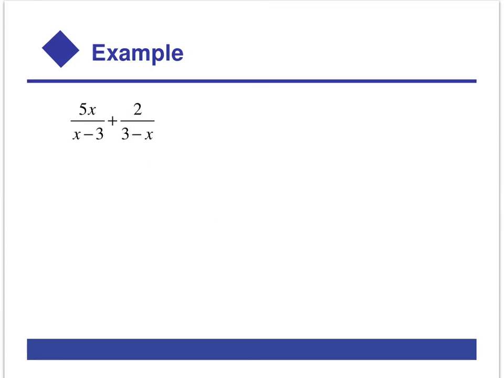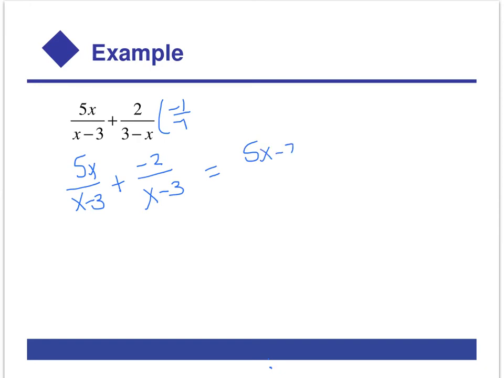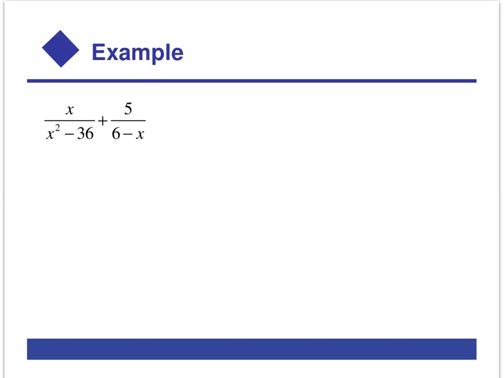Alright, what do you notice about these? We have x minus 3, and then we have 3 minus x. So I'm simply just going to multiply the outside one just because it's easier to get to. So we wind up with 5x over x minus 3 plus negative 2 over x minus 3. I just changed the order. So I wind up with 5x minus 2 over x minus 3. And we can't simplify, so we are done. That's our final answer on that one.